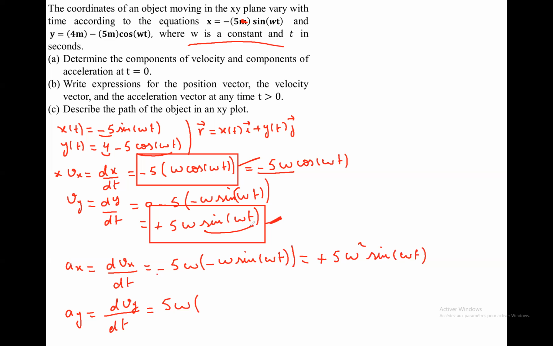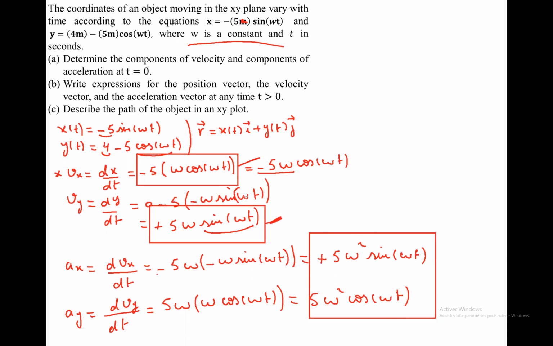For ay, we use this one: ay equal 5 omega times the derivative of sine omega t, which is omega cosine omega t, equal 5 omega square cosine omega t. Here we have ax and ay.